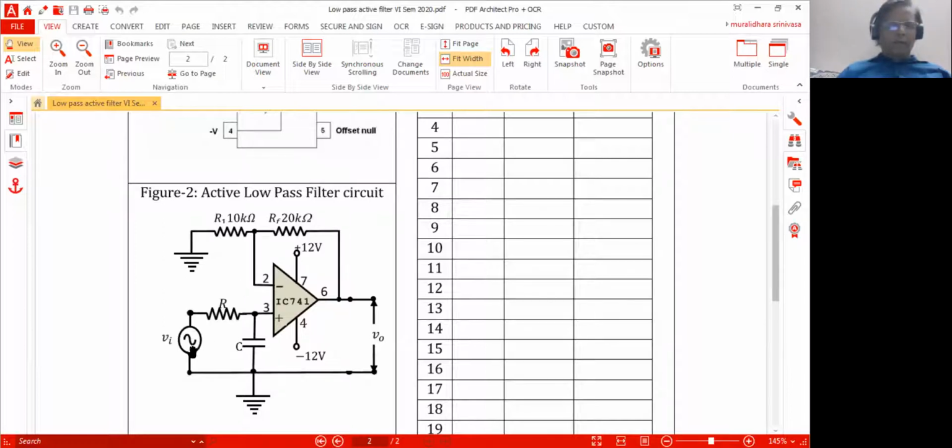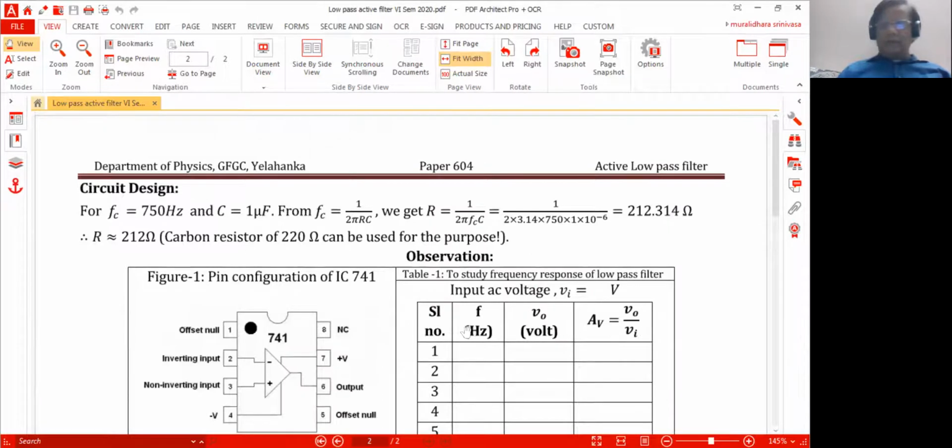I put an AC signal of, let us say, 1 volt amplitude, with frequencies varying from 20 Hz to maybe 20 kilohertz, or even 200 kilohertz if you have the facility. So what we do, we apply 20 hertz, set the input voltage to 1 volt, and measure the output voltage between pin number 6 and the ground. We record the output voltage and the frequency here.